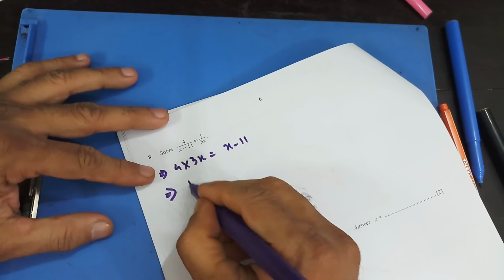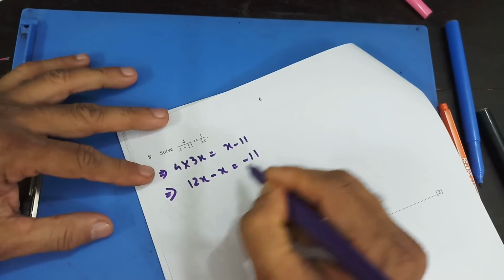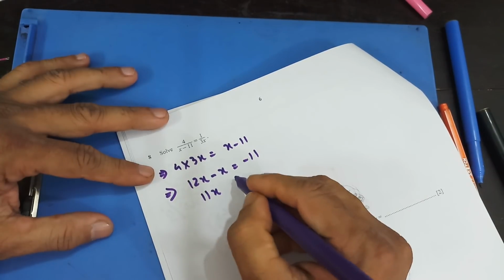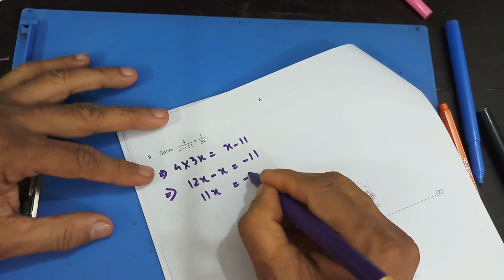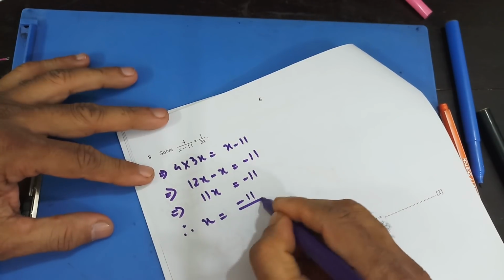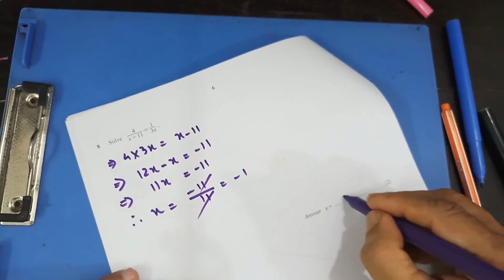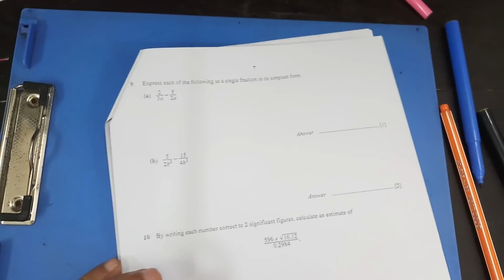It's pretty simple. 12x, bring this one, minus x equal to minus 11. So it's 11x equal to minus 11. So therefore x equal to minus 11 by 11. When I transpose that, and you can cross it out, it's minus 1. So x equal to minus 1.